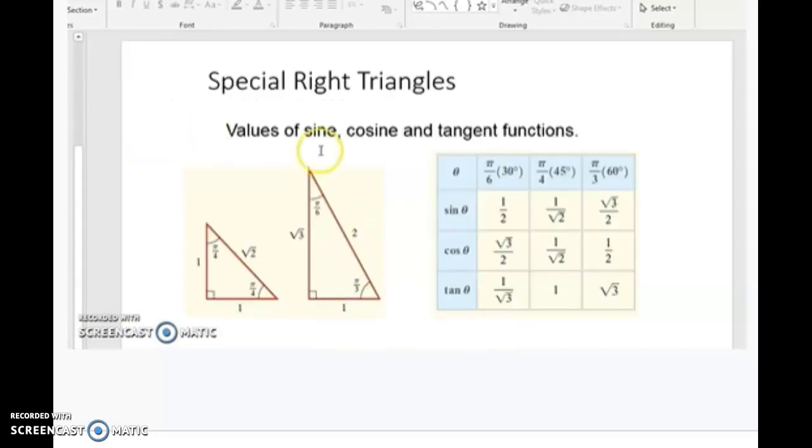Here, you are given the sine, cosine, and tangent for both special right triangles. It's wise to learn this information.